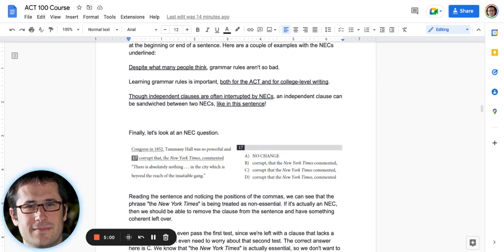Again, does the sentence make sense without it? Is it essential to the sentence? Does the meaning of the sentence change without it? And if the answer to that is yes, then you actually do need it. Okay, we'll give you some practice for that.